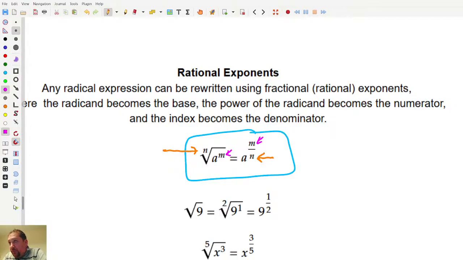So as an example, the square root of 9, we all know is 3, right? But if someone were to ask me, write the square root of 9 using a fractional exponent, notice there's an invisible 2 for my index, and there's also an invisible 1 on the inside 9. At the end of the day, the square root of 9 can be rewritten as 9 to the 1/2 power. And if you have a calculator nearby, please check that. It will give you 3.